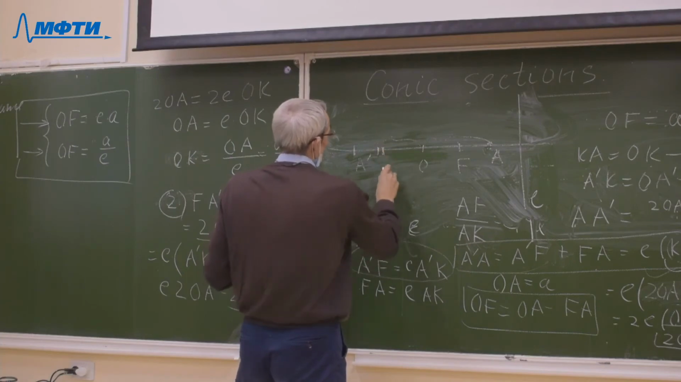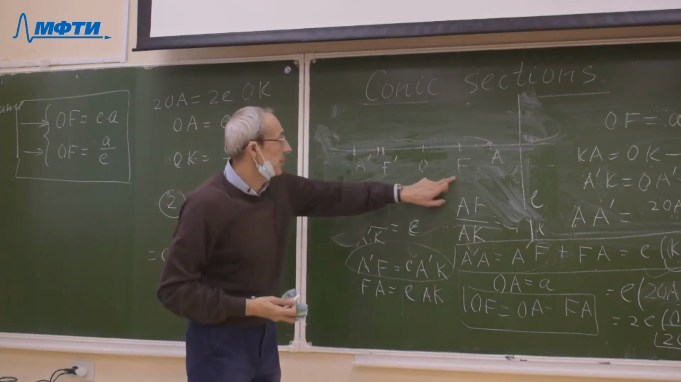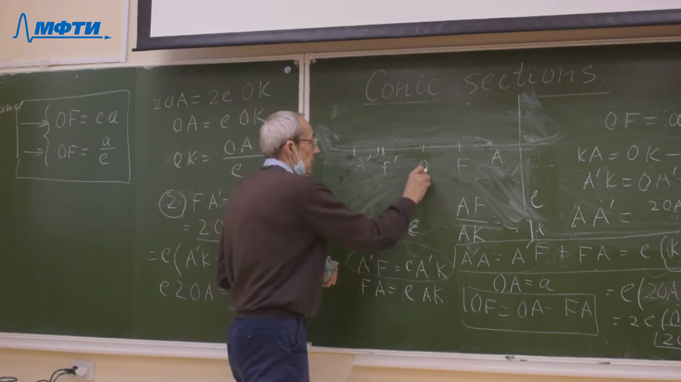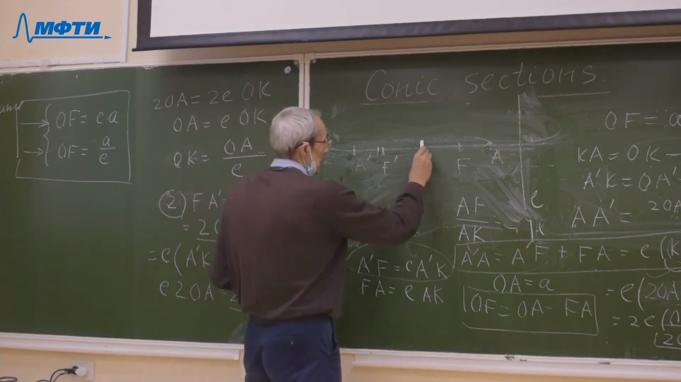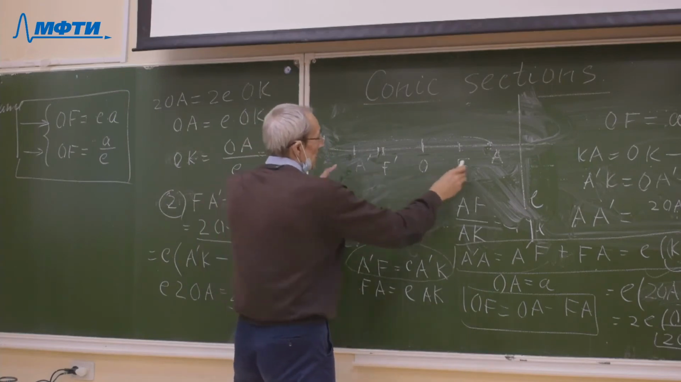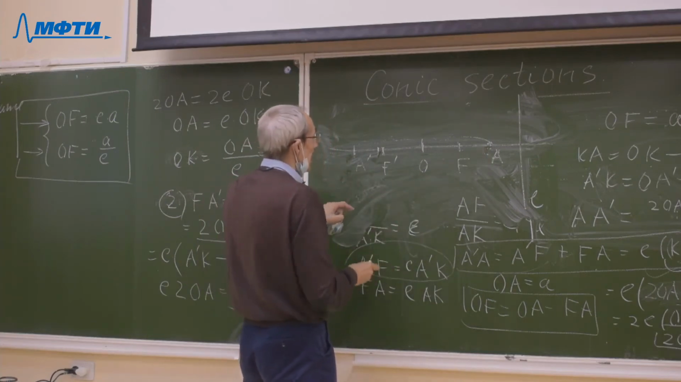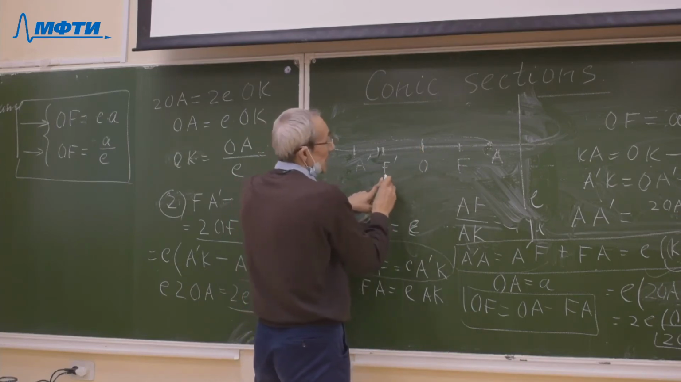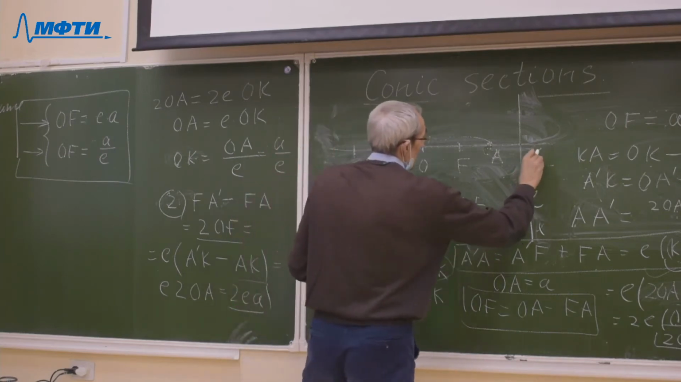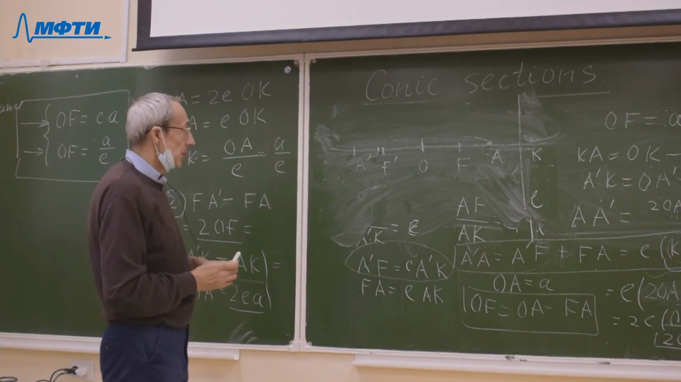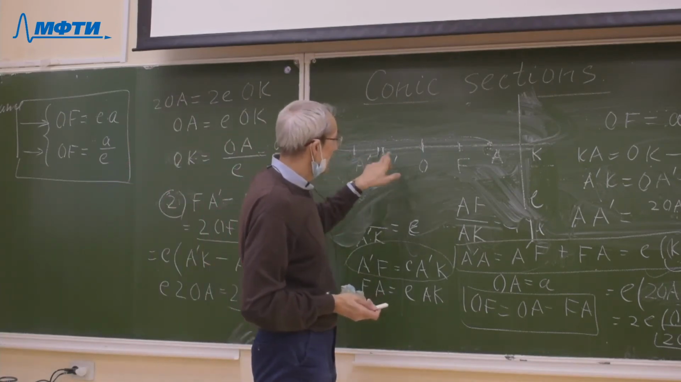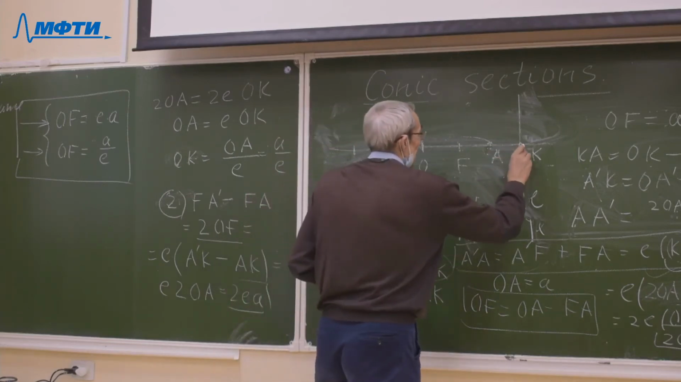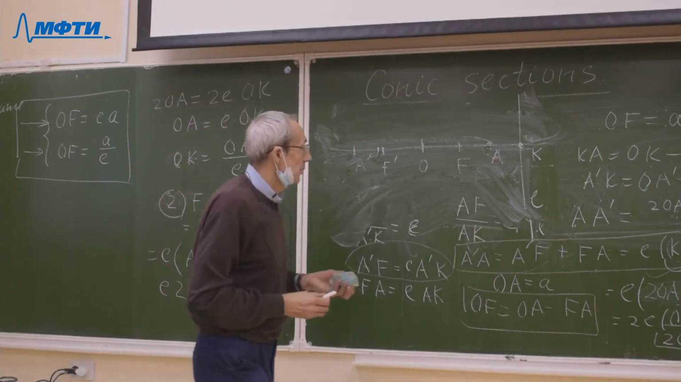And we also introduce the point F prime, which is symmetric to point F onto middle O. We have the following symmetric picture: O, the middle of the segment A prime A, and also O, the middle of the segment F prime F. And we have some point K, a point intersection of the perpendicular A prime A to A with A. And we have the following ratio.